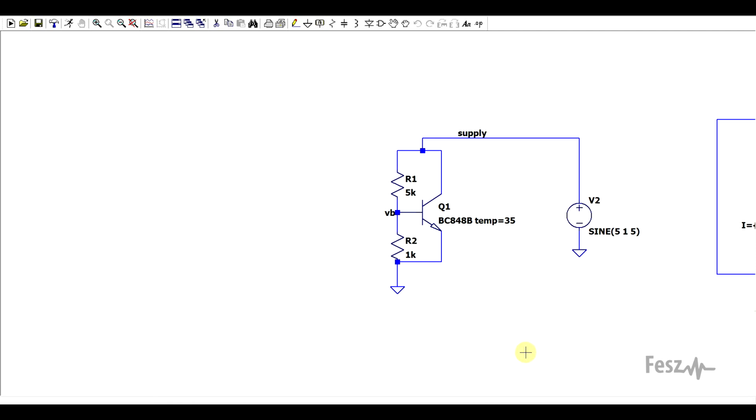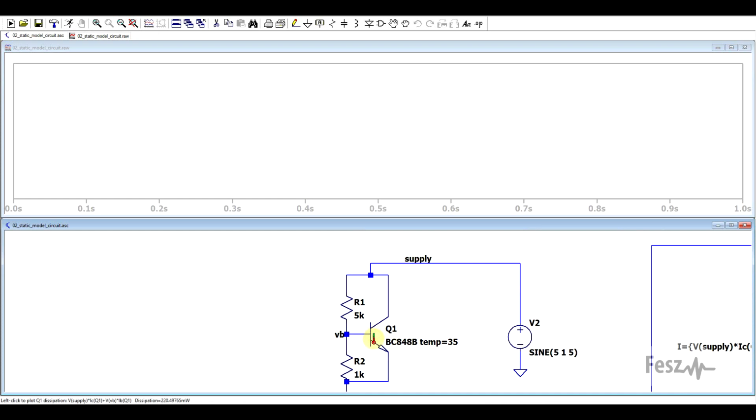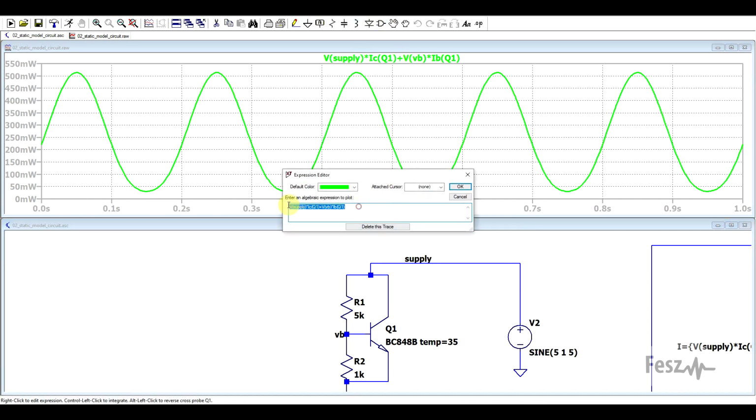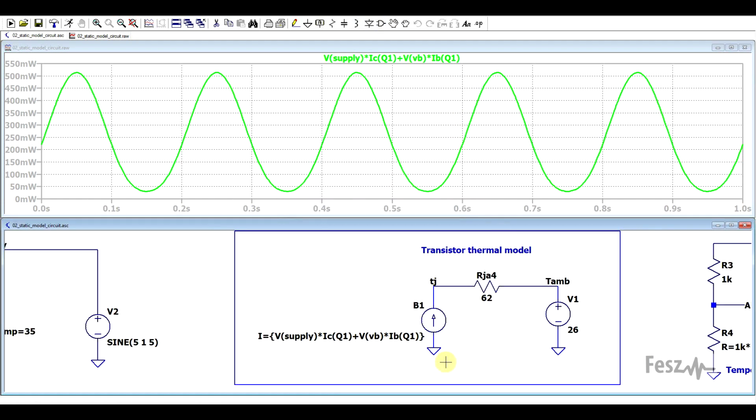It can be the outcome of some sort of circuit. So for example, I have here this very basic transistor circuit to which I'm providing a variable supply voltage. And this means that the power dissipation is also variable. Now you can take this power dissipation equation and insert it into a thermal circuit where we have the ambient temperature and the thermal resistance.